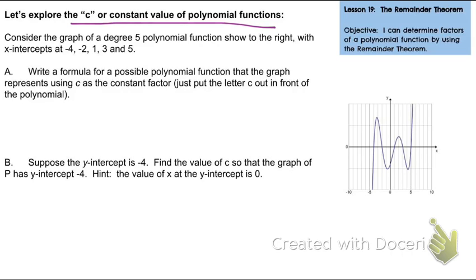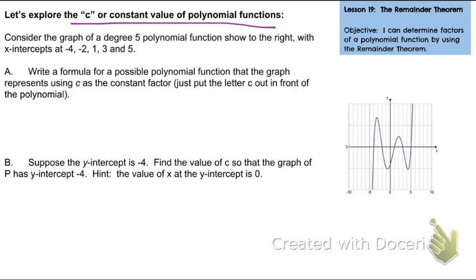So it says to consider the graph of a degree 5 polynomial function shown to the right with x-intercepts at negative 4, negative 2, 1, 3, and 5. Write a formula for a possible polynomial function that the graph represents using c as the constant factor. So you just put the letter c out in front.